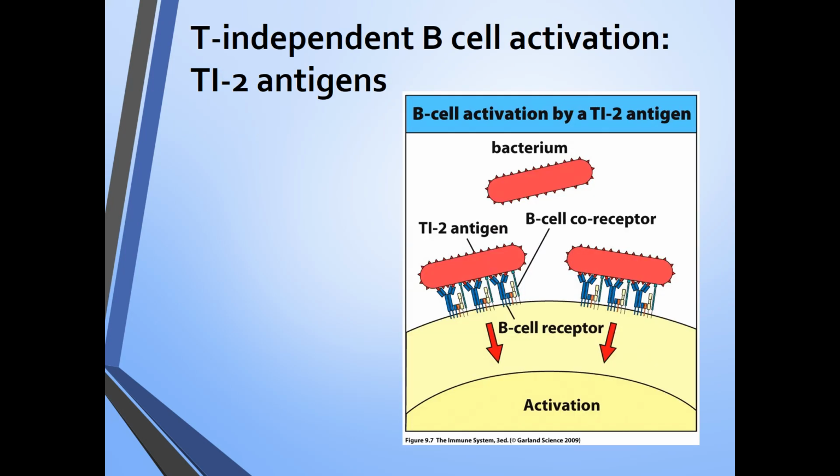T-independent B cell activation, the TI2 antigens. Again, a good example is the polysaccharide capsule that you see on the surface of bacteria to protect them from getting killed. You need repetitive epitopes, so a B cell will bind to it through multiple B cell receptors, and that gets engaged, and that'll stimulate that B cell to become activated.